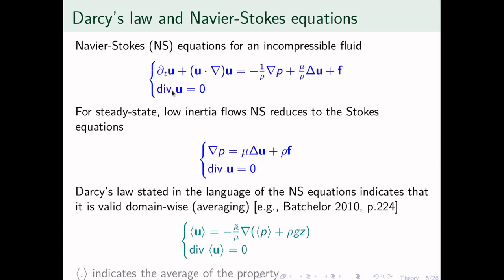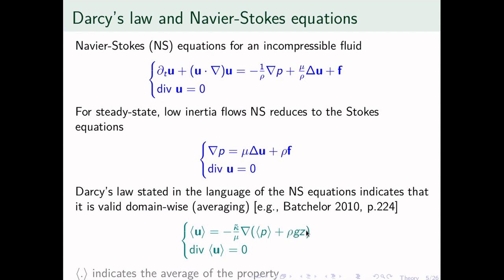The divergence of u being 0 here is the incompressibility condition that we assume because we're usually modeling water. When you state Darcy's law in the language of Navier-Stokes equation, you see a similar form of an average velocity vector here as a function here of the pressure gradient.